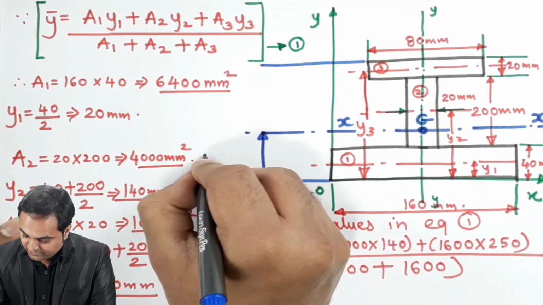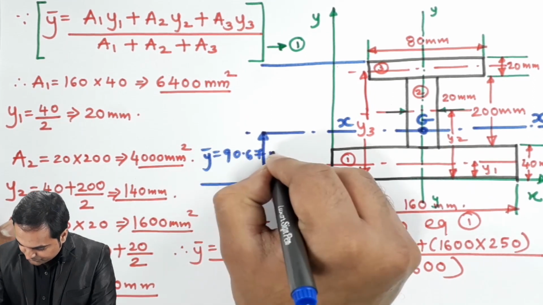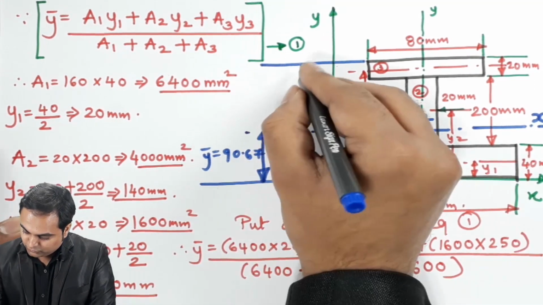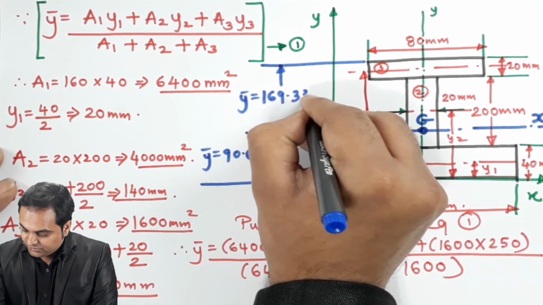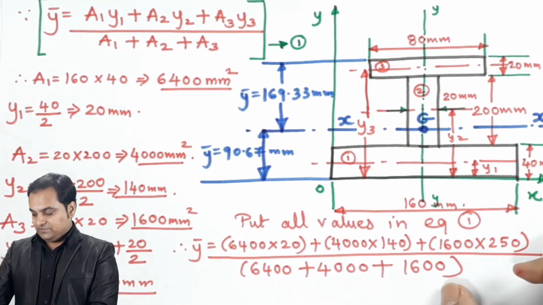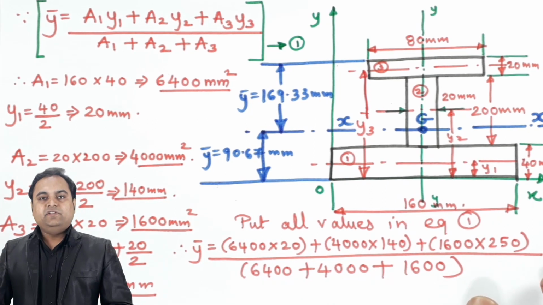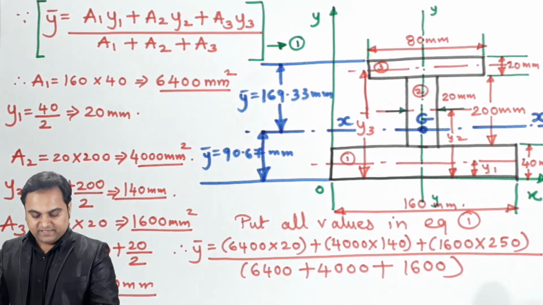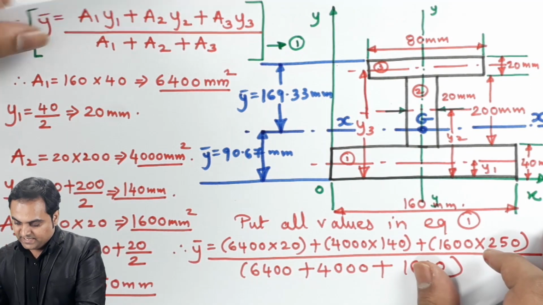This is the y bar value, 90.67 mm from bottom, and from top 169.33 mm. So I have got the location of the x-axis. Now after getting this location, in the problem they have given that it is a simply supported beam carrying UDL. So a simply supported beam bends in a sagging pattern.